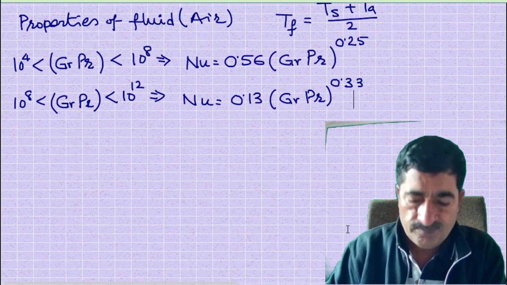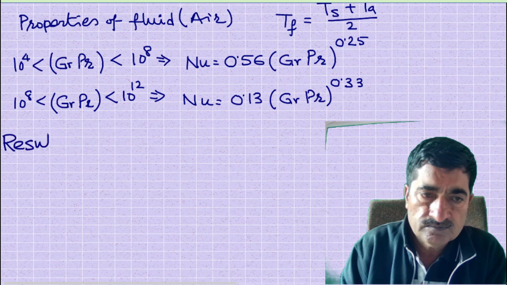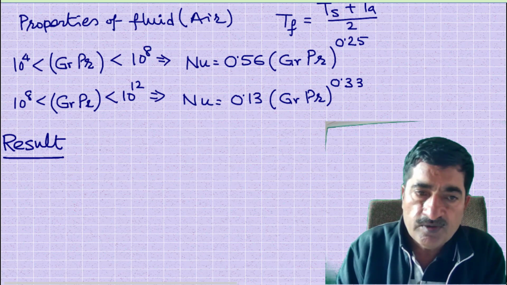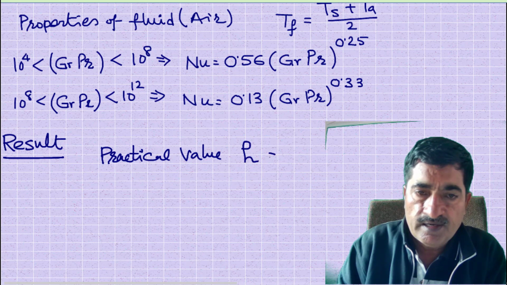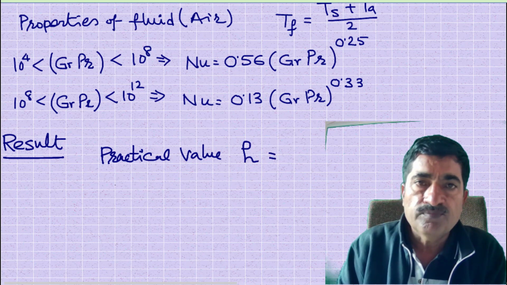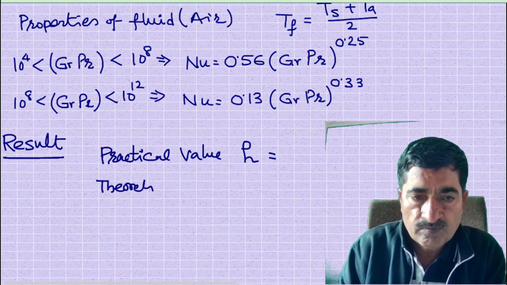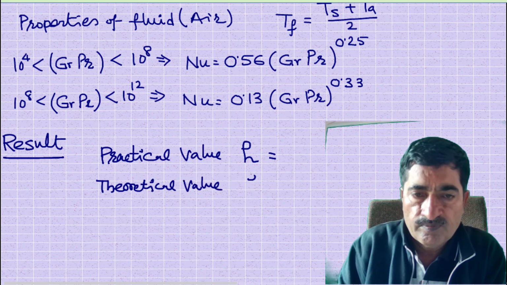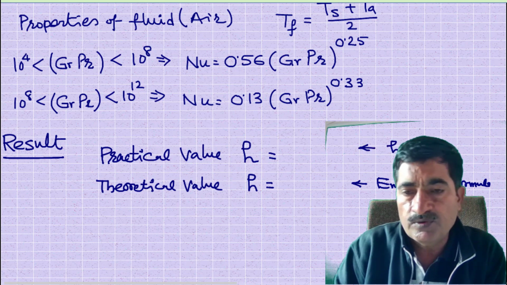Now after these calculations, then the result: the practical value H equals this, and the theoretical value is from the empirical relation, the empirical formula, and the practical value is from H equals VI upon A into temperature difference.